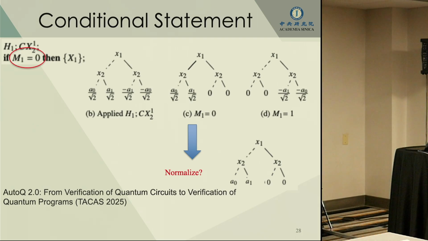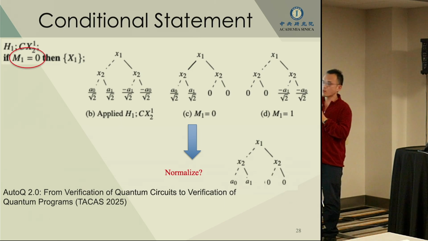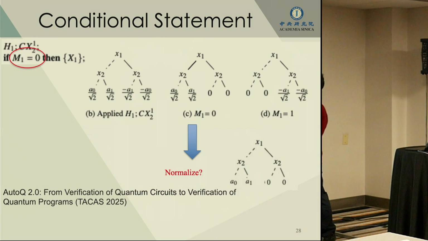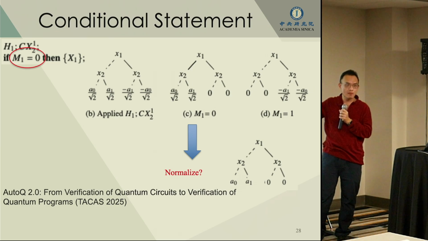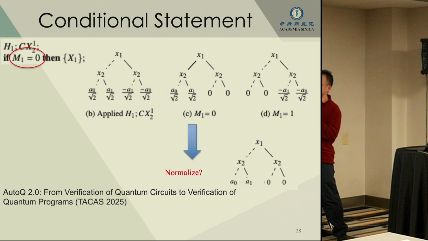So the key is to handle measurement. Let's see, starting from this state, if we measure the first qubit and the value is 0, what happens is that now we know the value of x1 is 0. There's no chance that x1 be 1. So we need to update the probability of the right subtree to be completely 0. But the problem is that we are not there yet. We still need to normalize the amplitude values because this is not a quantum state.